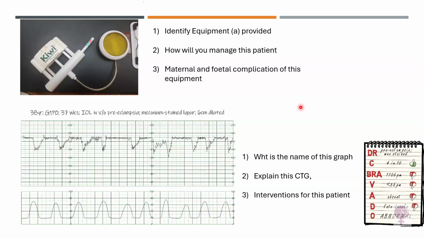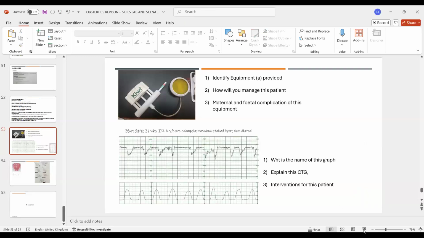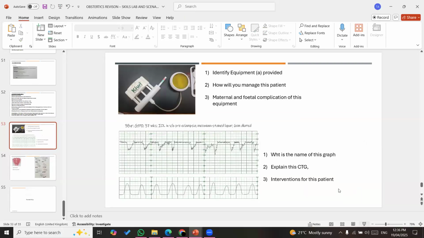Let's start with question number 1. Identify the equipment A. Sorry. Oh no. Just a second. Why did it do that? There we go. Okay, identify equipment A.